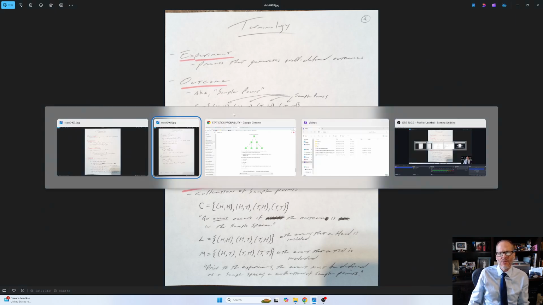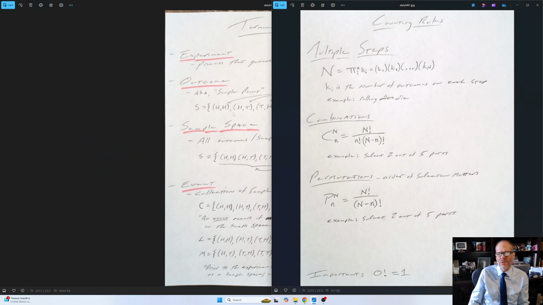And so that's how we figure out how many sample points are in our sample space when we have multiple steps. We're looking at how many possible outcomes there are in each step. All right, so that's the first thing that we're looking at. This falls under this category called counting rules. And this first counting rule is referred to as multiple steps in our textbook.